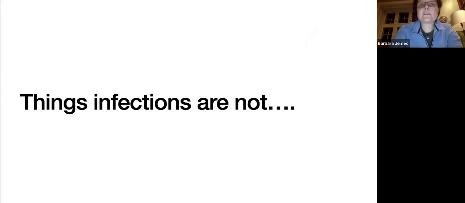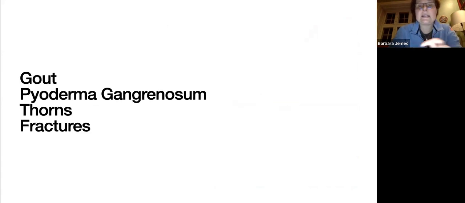Anyway, there are also things which are not infections which are worth thinking about. Gout is not an infection, so you need to take urate, you need to test, you need to take some x-rays. Pyoderma gangrenosum looks very alarming, is not an infection either. Thorns, which are lodged, or foreign bodies like wooden splinters, are, I suppose, localized infections, but not real infections that you have to treat with antibiotics. You just need to get rid of them. And then fractures can also mimic infections.